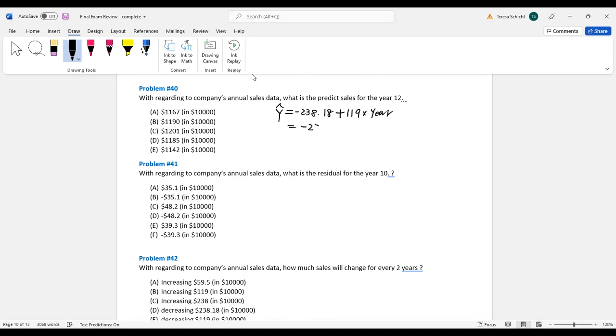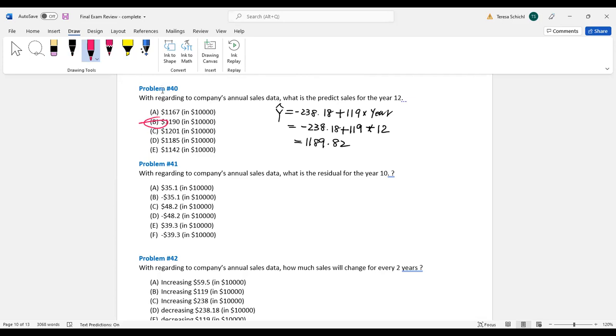So it's negative 238.18 plus 119 times what is year? Year 12 here. So after you get this, you will get the year 12. This is 1189.82. Right, so what is the closest to the number 1189? So it will be the B's here.